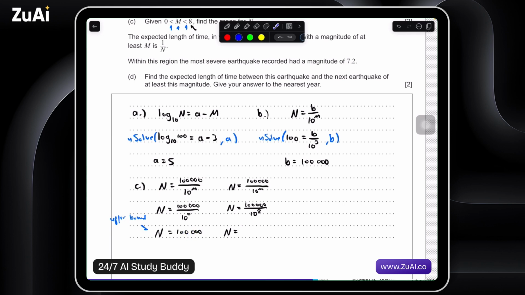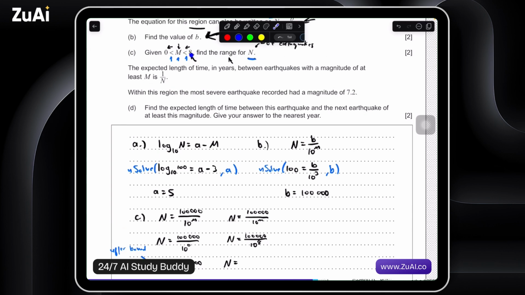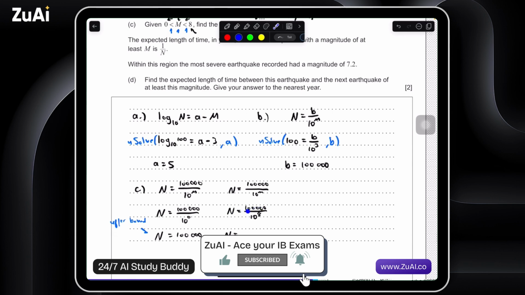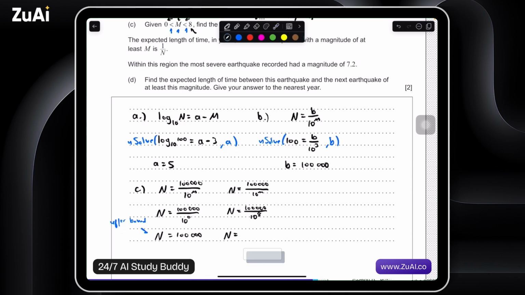And if we put in a value of m for a very strong earthquake into this equation of n is equal to 100,000 over 10 to the m, what is the total range of number of earthquakes that we can have? So 100,000 over 10 to the 8. I'm going to work that out. Actually, no, I'll go to the calculator to work that out.